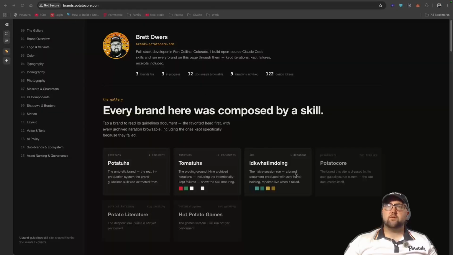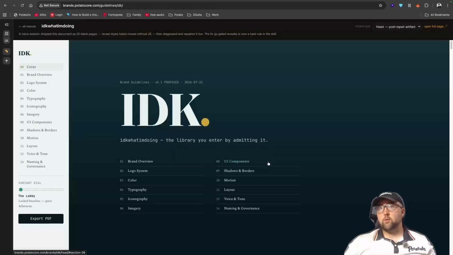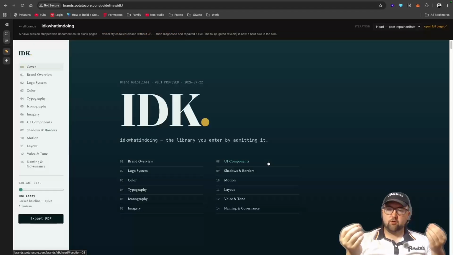All right, so now we have, I don't know what I'm doing. This is another one that we made. I Don't Know What I'm Doing was at the beginning of me with Potato Core. I wanted to show people that while you're building with Claude Code, you have the capacity to add these hooks into Claude Code itself through updating the claude.md file.